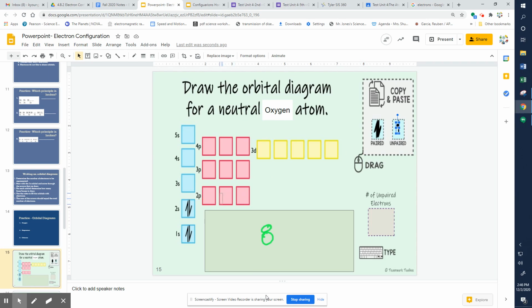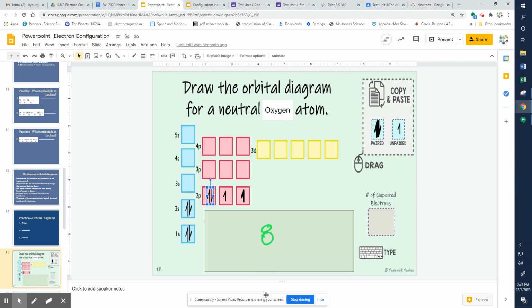Well, let's try here. Okay. Now that's 2, 4, 5, 6, 7. We need one more. So instead of this single electron, we're going to need a double. All right. And that's oxygen.